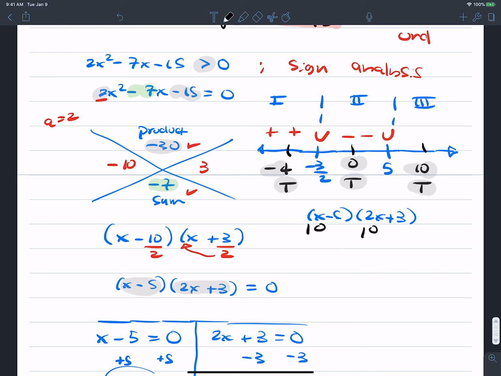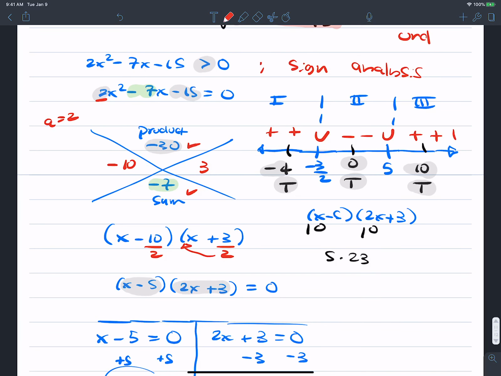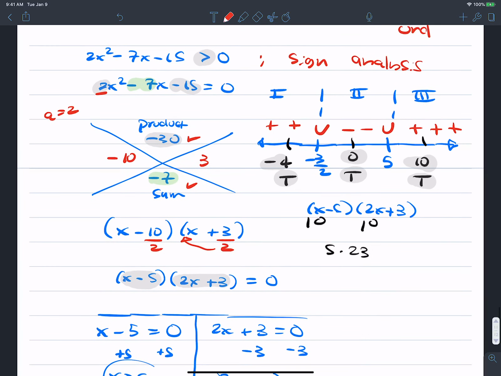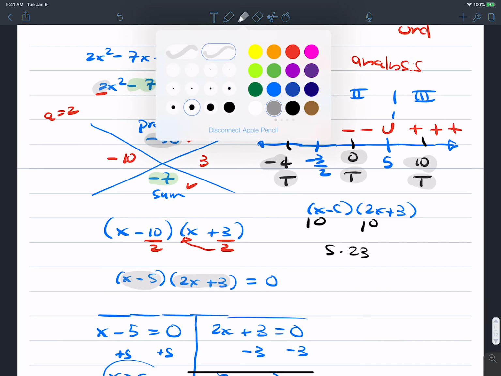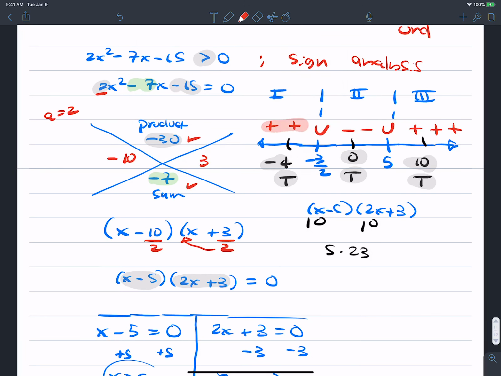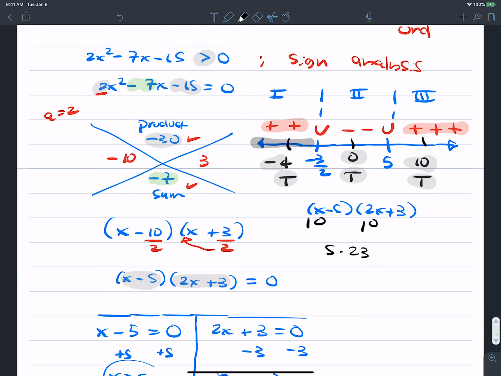So you're now going to test 10, plug in that 10. Ten minus 5 gives you 5. 2 times 10 plus 3 is actually 23. I don't care about the answer, just the sign. Positive times a positive is a positive again. So we find which regions are positive. We can see that region 1 is positive, region 3 is positive. So we're going to shade numbers to the left of negative 3/2, numbers to the right of 5.